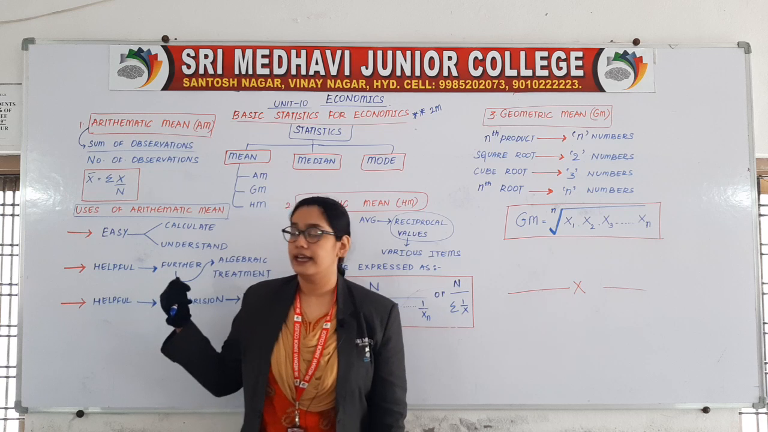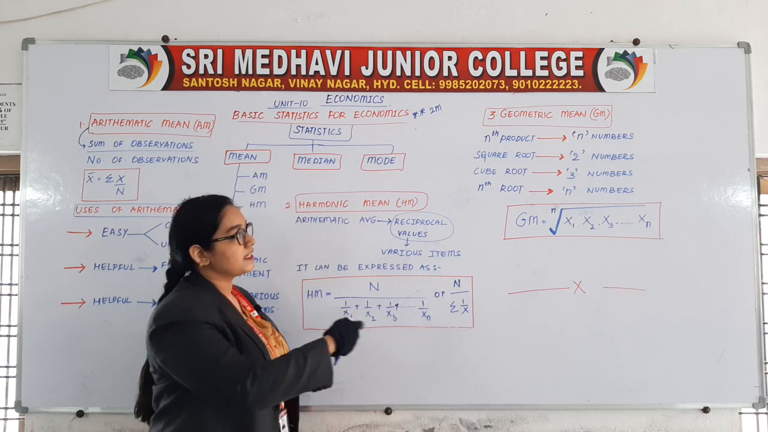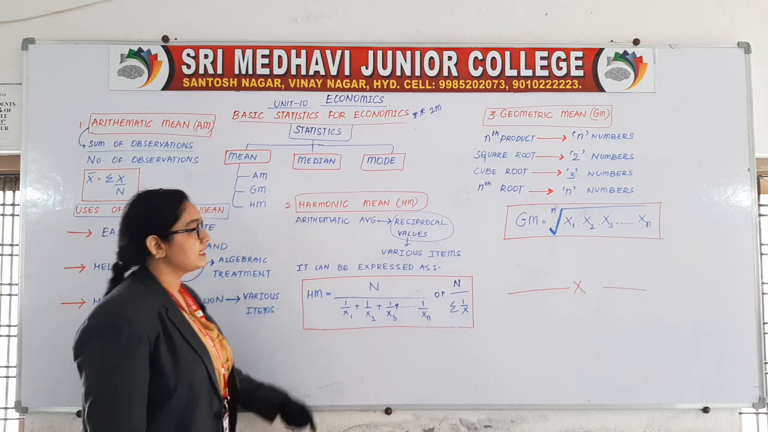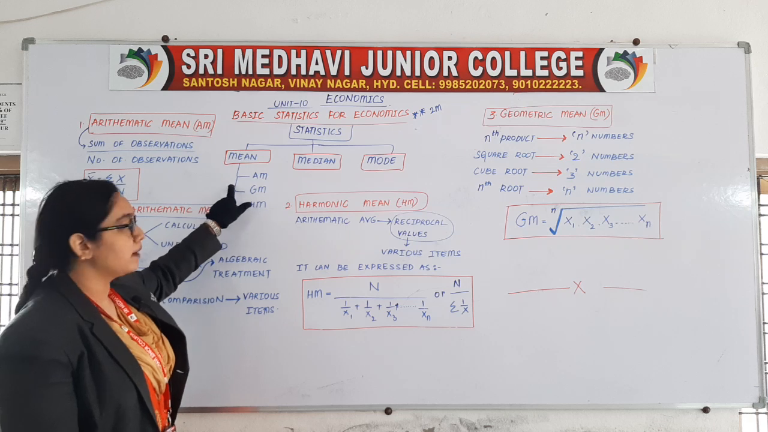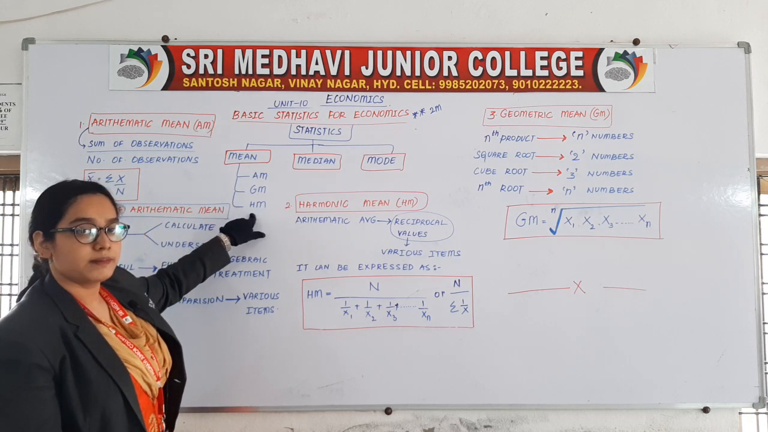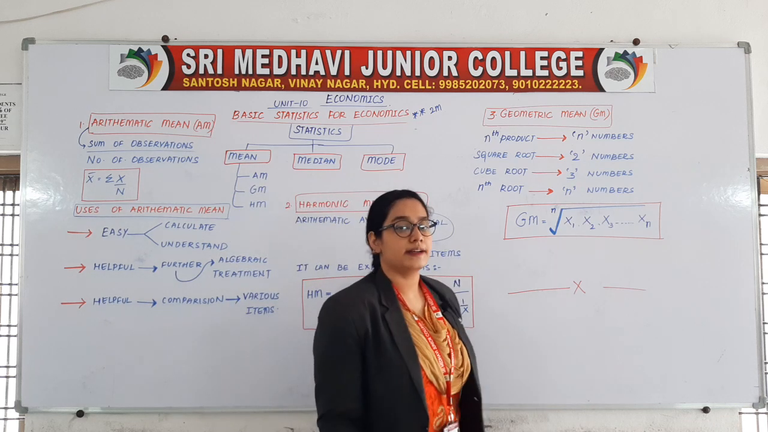We have completed arithmetic mean and harmonic mean. The third type is geometric mean. As I said, mean is divided into three types: arithmetic mean, harmonic mean and geometric mean. So arithmetic and harmonic are done. Let us go to the geometric mean.